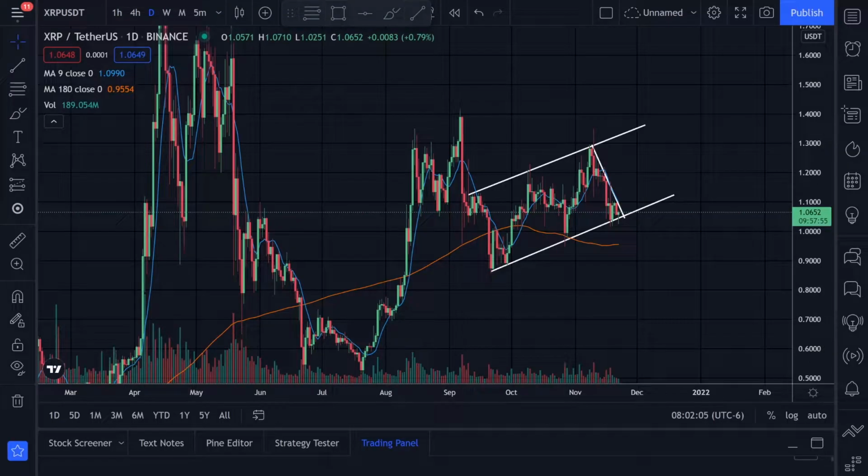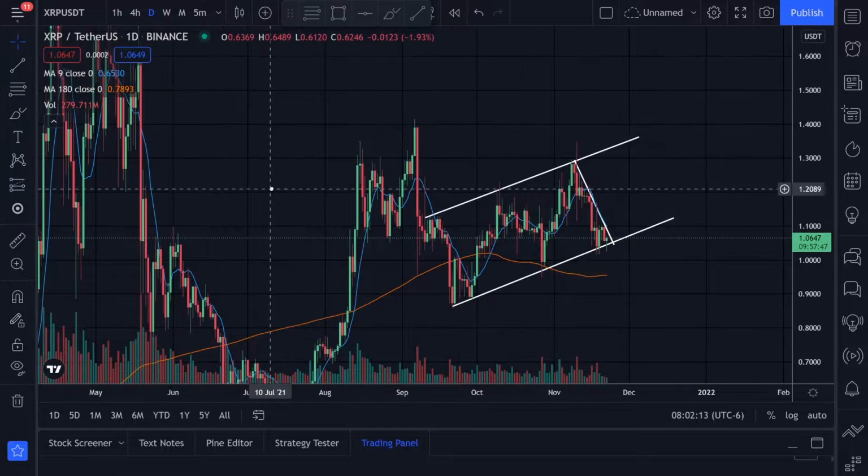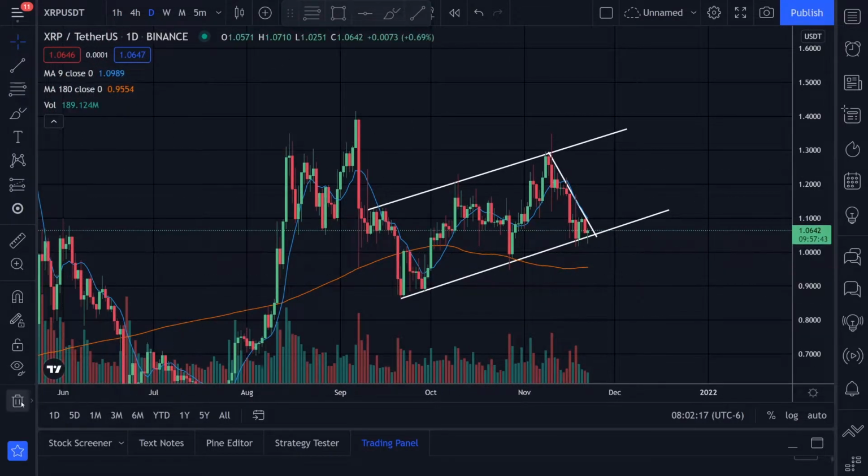Let's take a look at the chart action for XRP. I got a request on this from Discord. I'll show you a bearish scenario and a bullish scenario and we can check it out. Let's start over from scratch though.